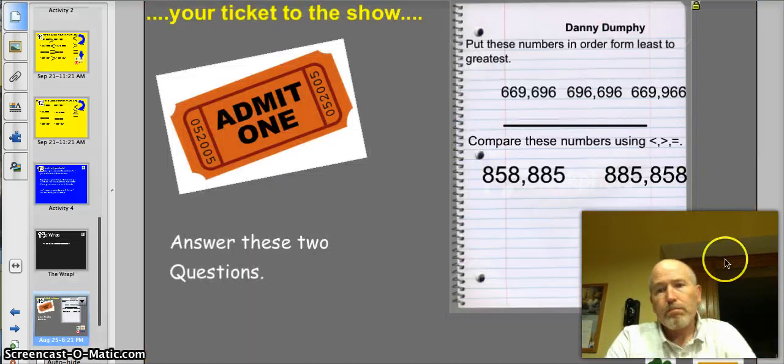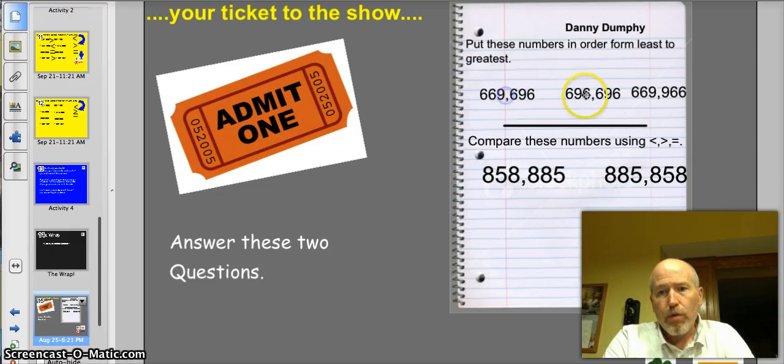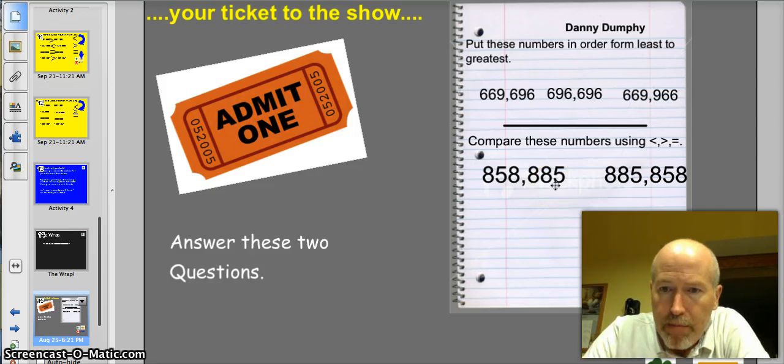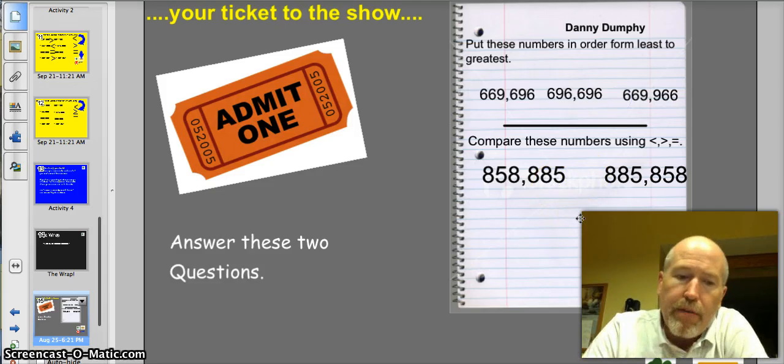Here we go. Put these numbers in order right here. Ooh, guess I should move those over for you. I only gave you 3. It'll be a little easier to copy them down. Put those 3 numbers in order from least to greatest and compare these 2 digits here. I'm going to give you a couple of seconds here. I'll pause and you can pause the video.